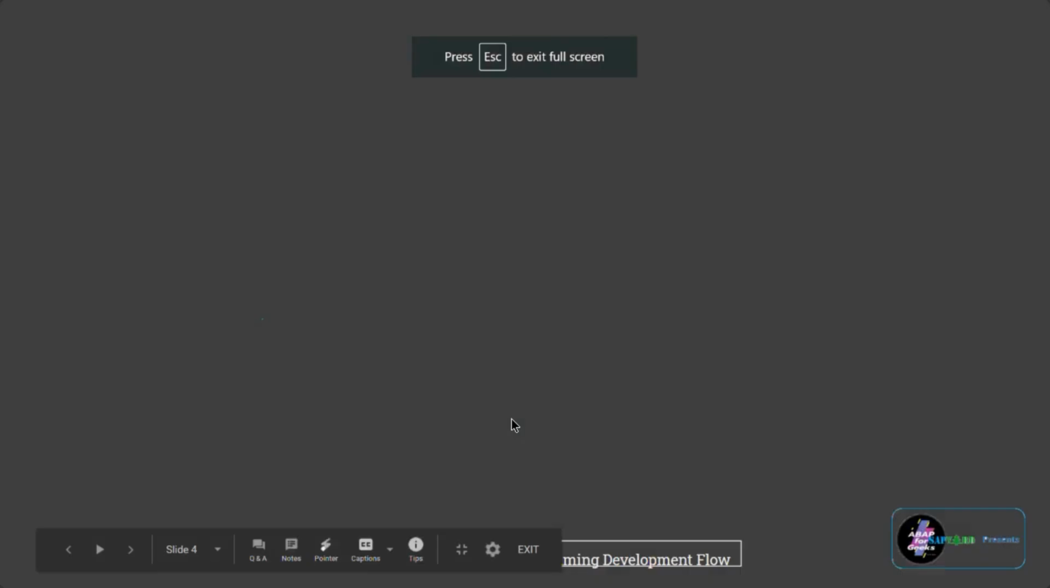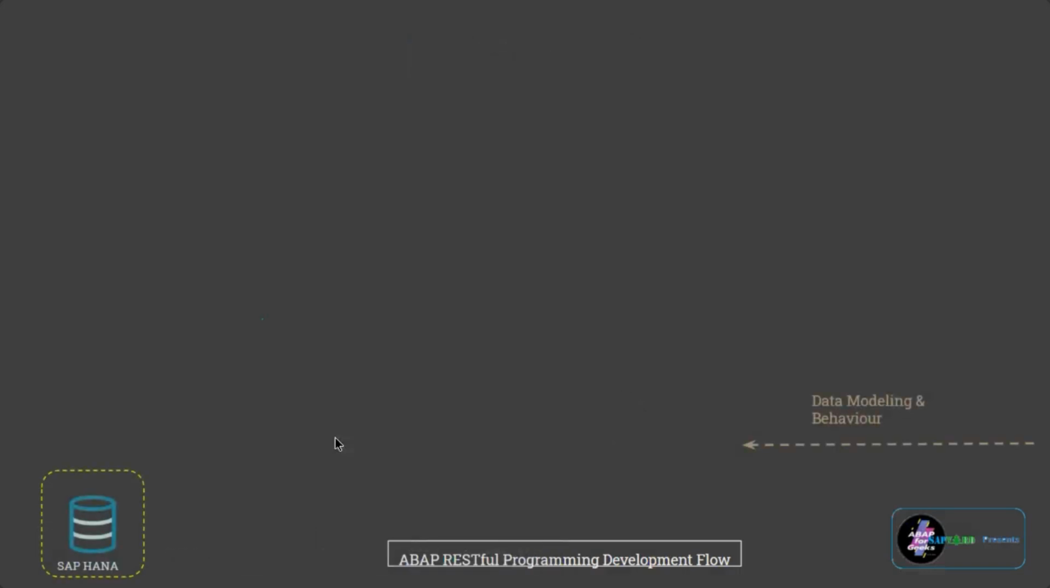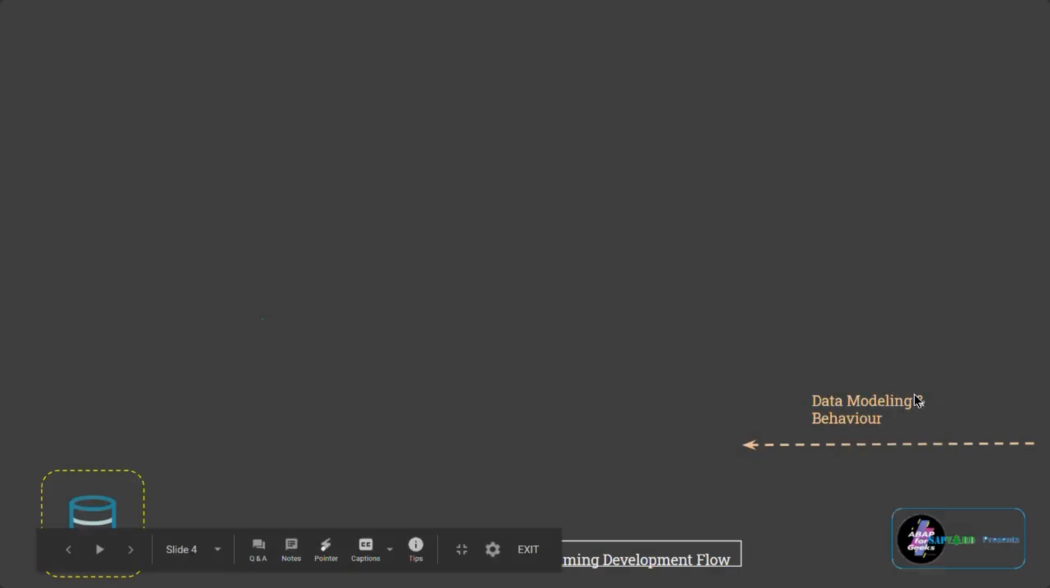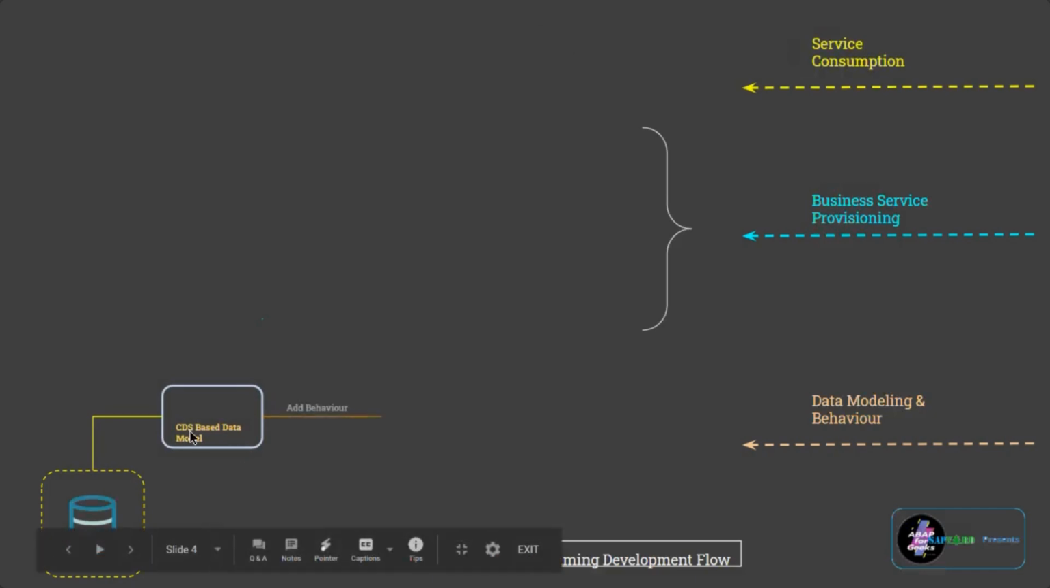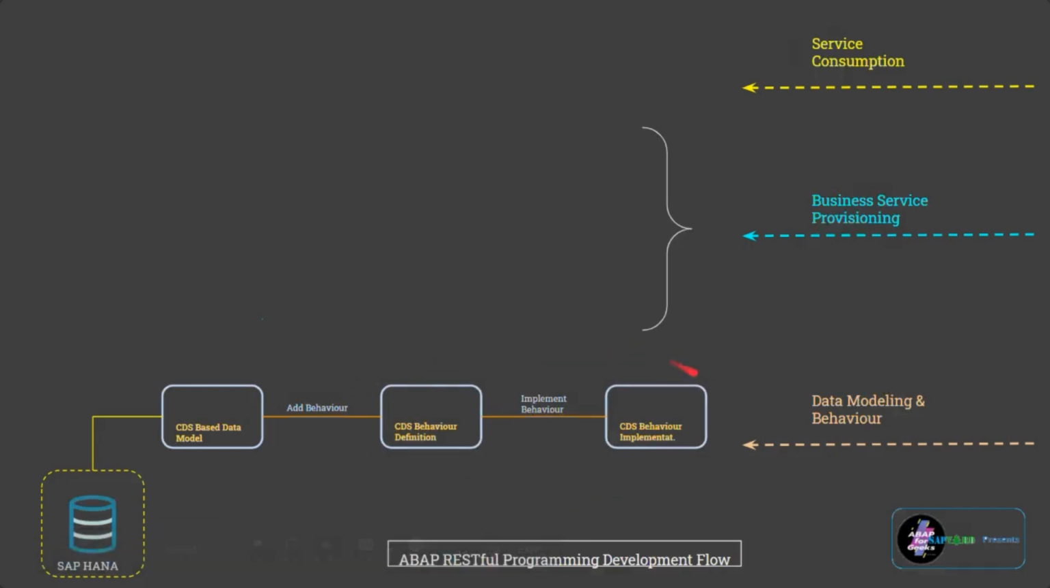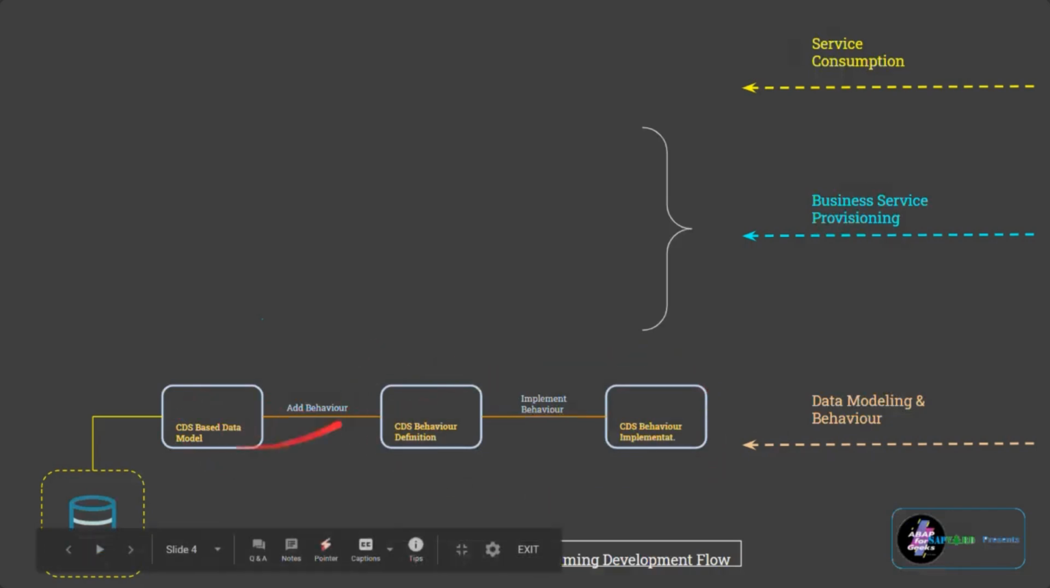So where should we start? I'll make it quick. We have this SAP HANA. First we need to concentrate on data modeling, and we have to create these business services in order to expose them, and finally the service consumption happens from a Fiori application. These are 3 stages. We will have a CDS based data model, then behavior definition and behavior implementation. This is related to actions. If you want to enable transactional capability, this will come into the picture. Right now this is not required, so we are just done with the CDS model.